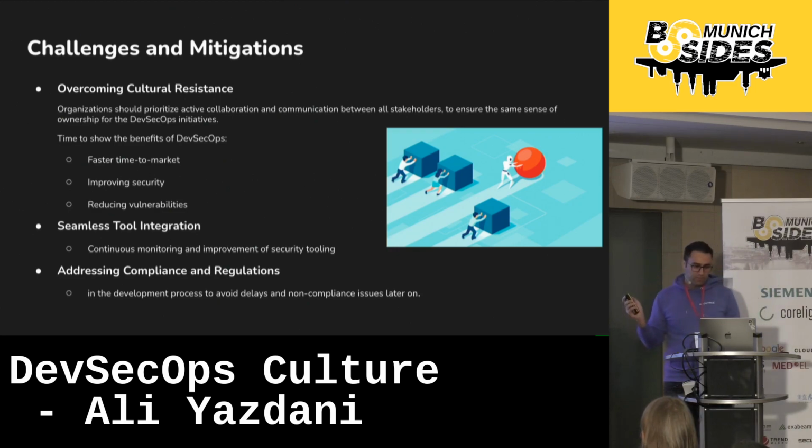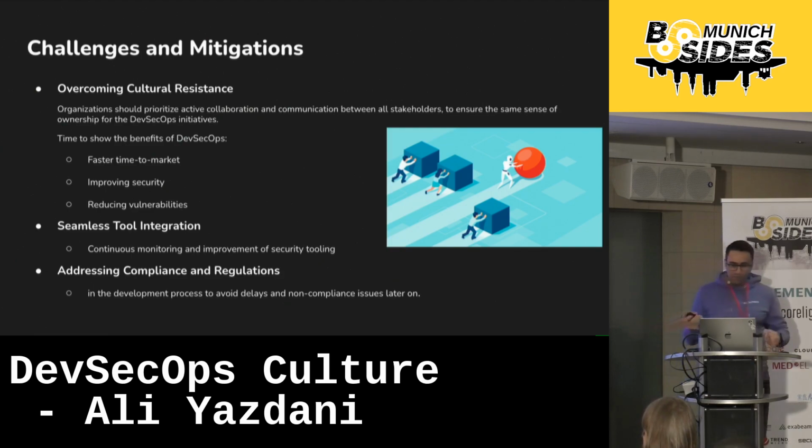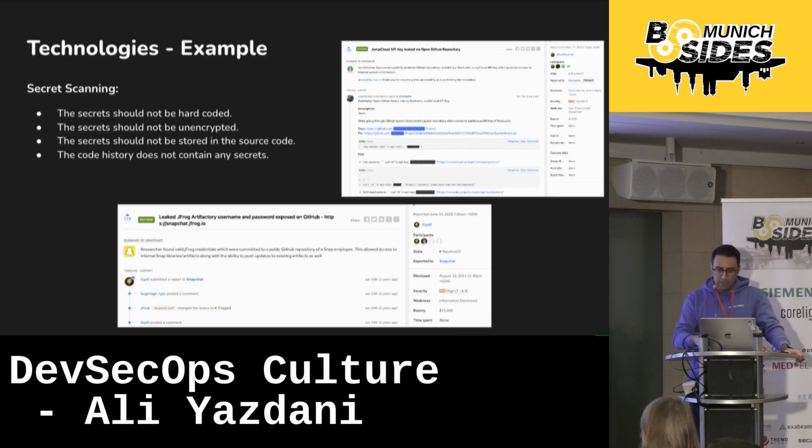When we are starting to implement DevSecOps, one of the things we definitely face is cultural resistance. We have to prioritize active collaboration and communication between stakeholders to make sure that all of us are on the same page regarding software security and what we want to do. And one of the things that I did is using this type of slide.